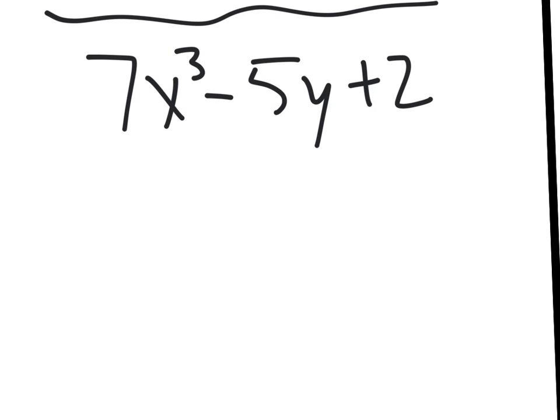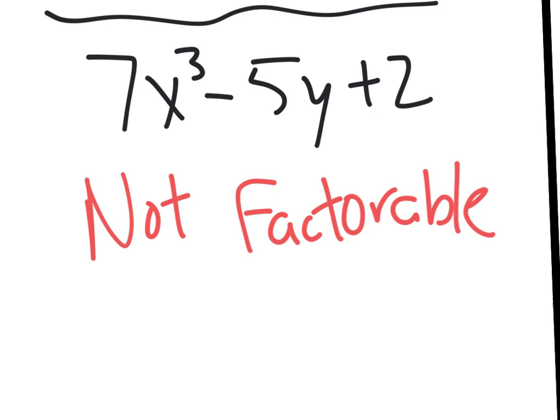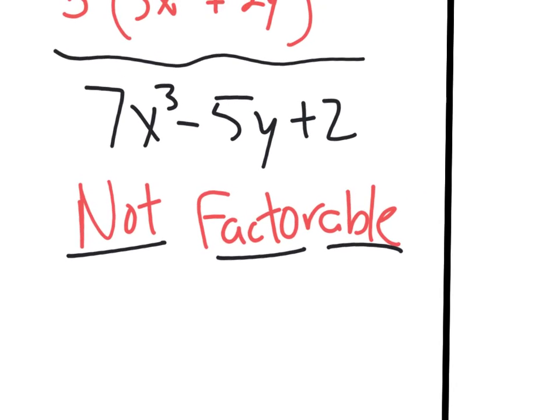Is there x's in common? Well, there's an x here, but there's no x here, no x there. Is there y's in common? No, no y's. So there's absolutely no common term. There is nothing in common that you could pull out. So there is no GCF. So right there you would just say not factorable. That means you're not able to factor. It's not factorable. That happens sometimes.